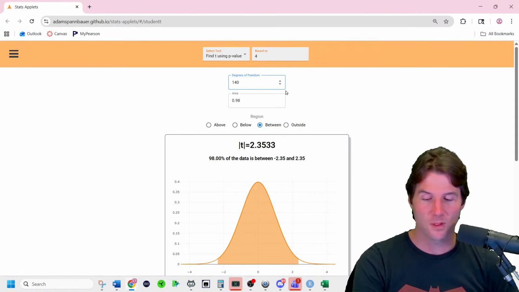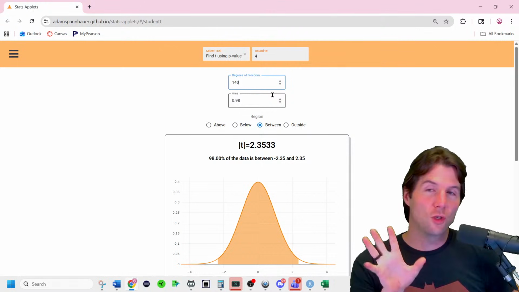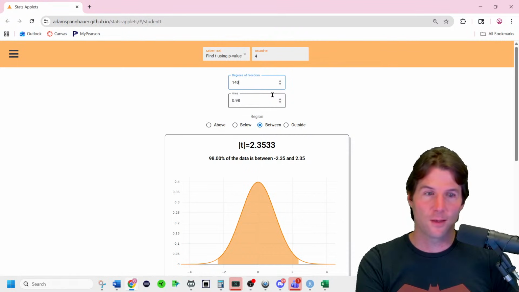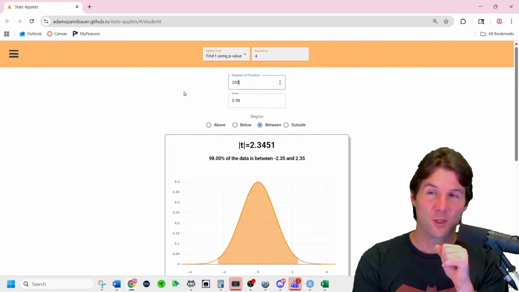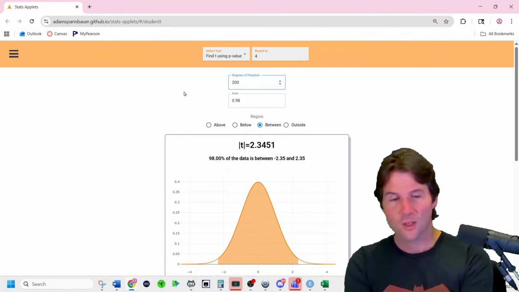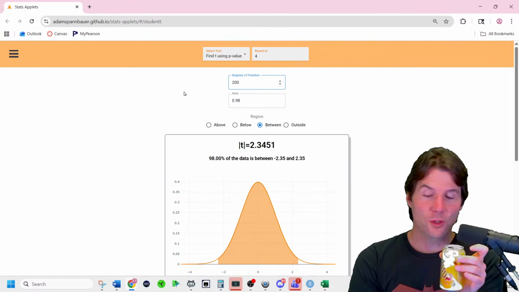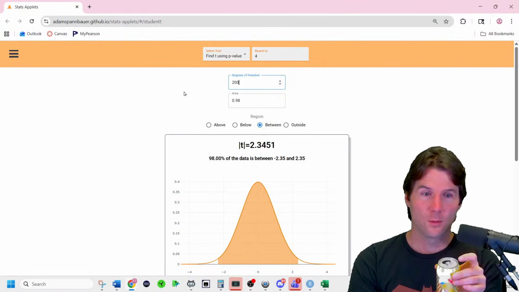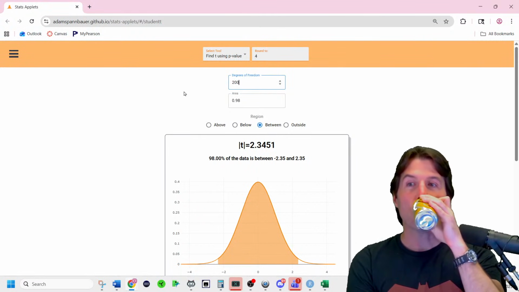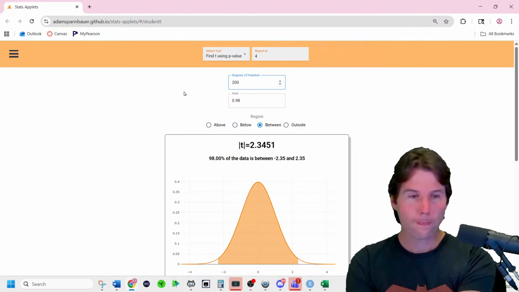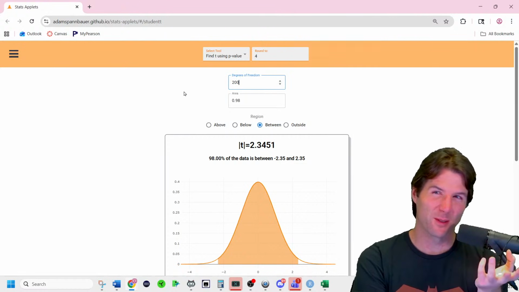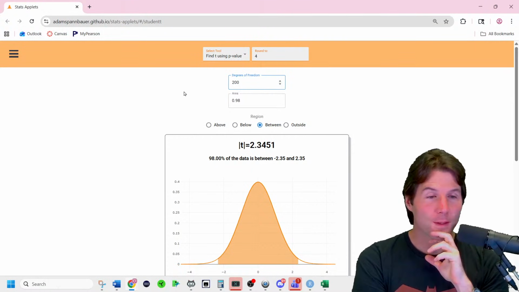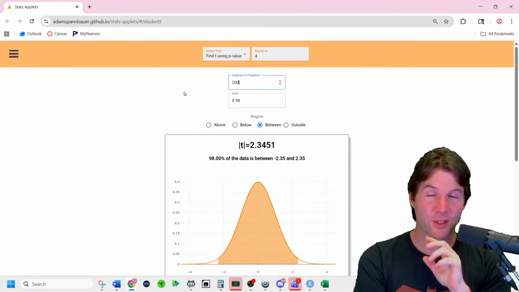So that's why when someone's like, don't use the applet, with 200 degrees of freedom, what is the 95% confidence interval T score? Don't use the applet. What is the T score we would use for 95% confidence? If you know the trick I'm telling you, then you'd be like, well, it's probably about this.